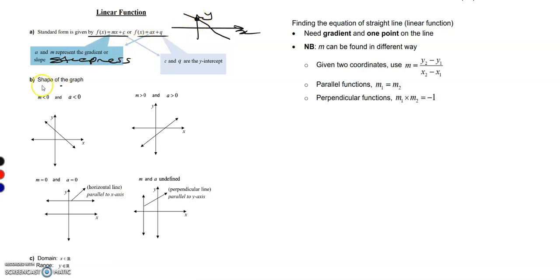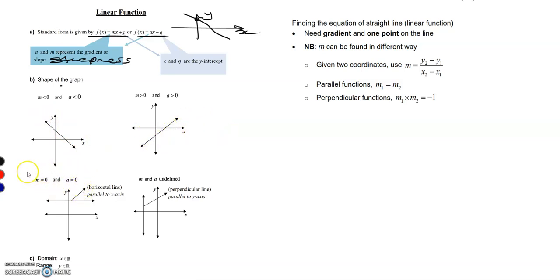Now let's talk of the shape. How do you know the shape? If you are asked to sketch the graph, you must know the shape. The shape is determined by the slope, the m and the a. If the m and the a are negative, it means it's a downhill, down slope, so it shows in this shape. If it's positive, it is uphill like that.